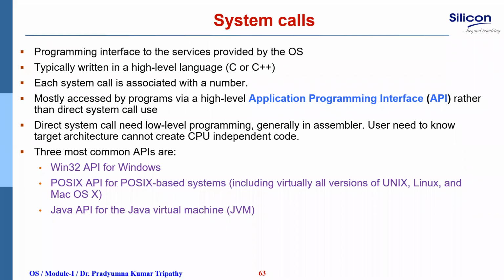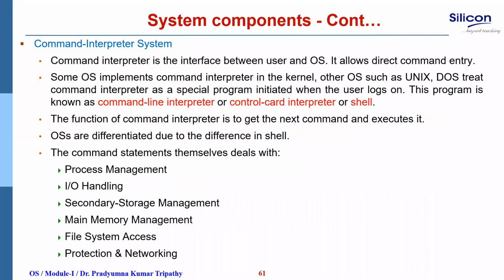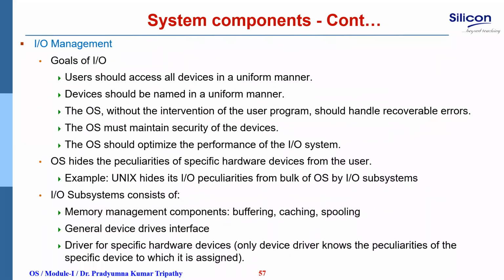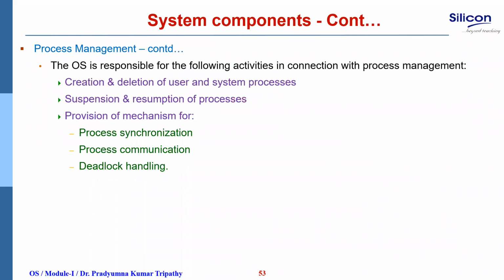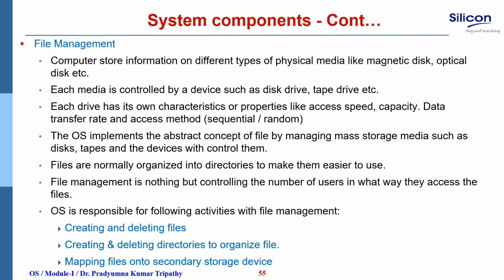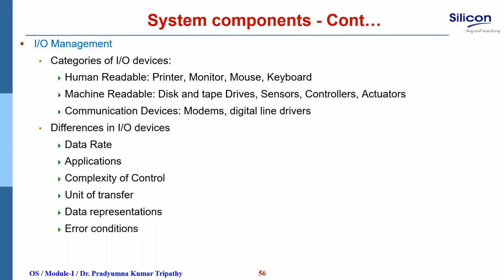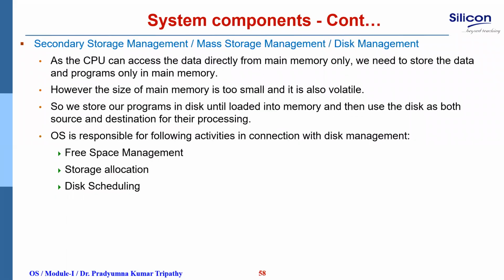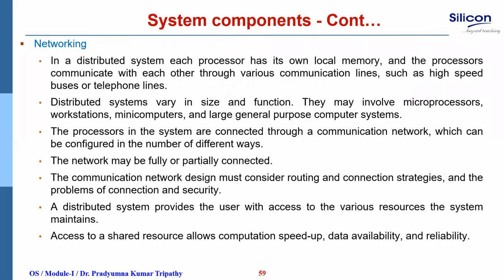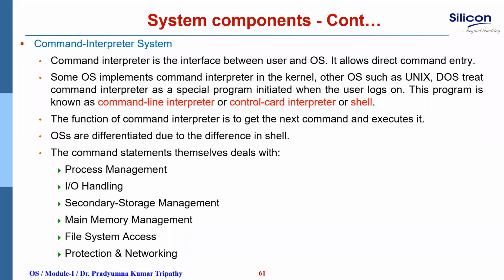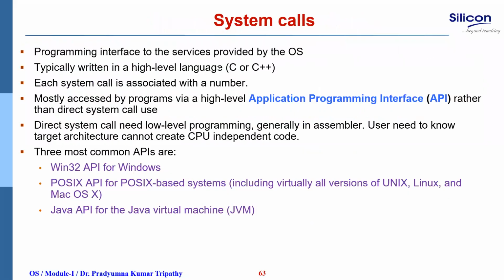Okay, if you recall, in our previous class we discussed the system components. We have read about the different system components, starting from process management, memory management, file management, IO management, then secondary storage or disk management, networking, protection, command line interpreter, and graphical user interface. All these we have read for the system components.